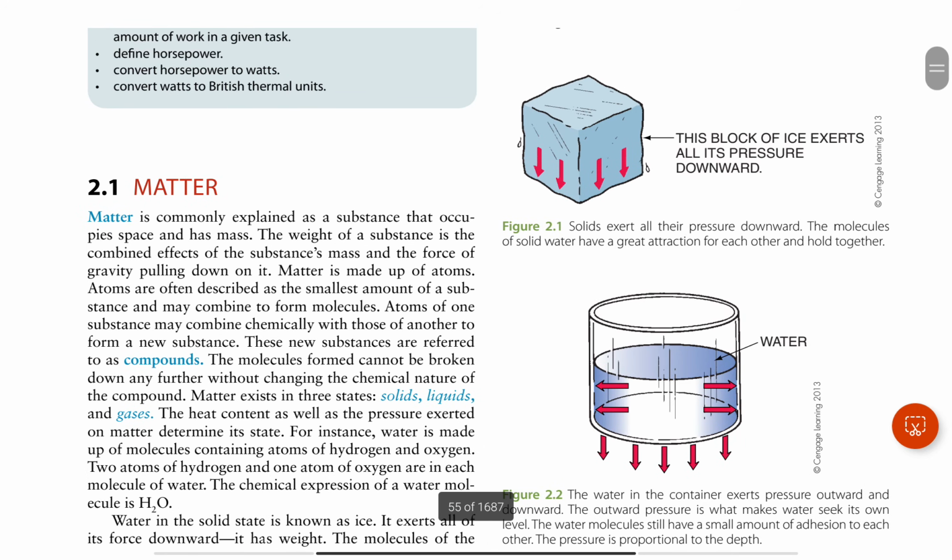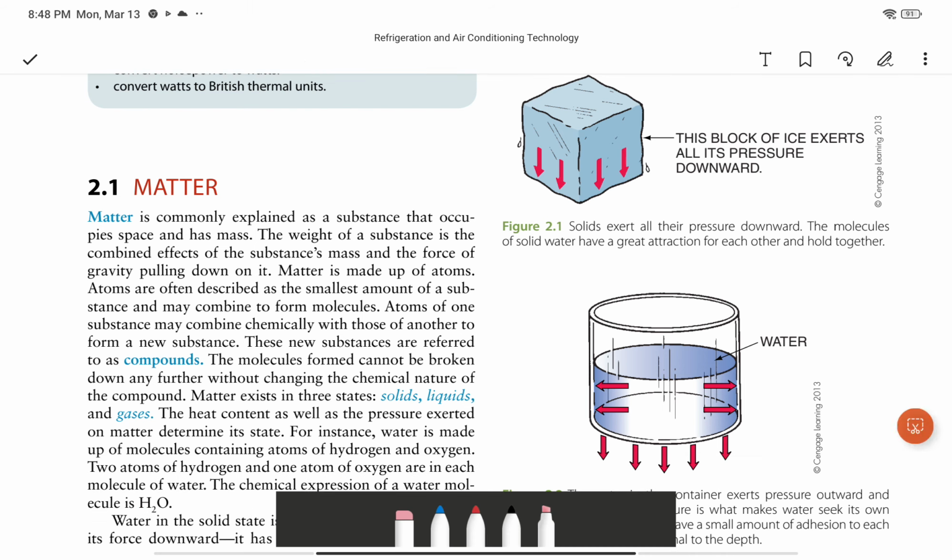So what is matter? Matter is commonly explained as a substance that occupies space and has mass. Okay, that is the common definition or explanation of this thing called matter, right? So it occupies space and has mass. Okay, and then the weight of the substance.